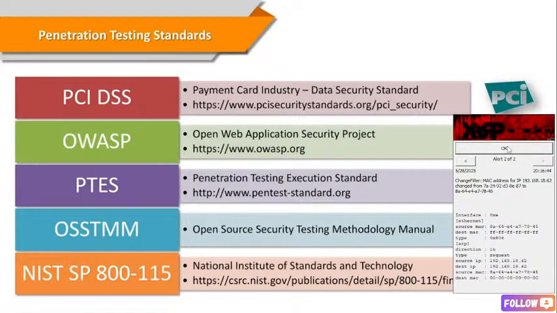OSSTMM, the Open Source Security Testing Methodology Manual, is a methodology to test the operational security of physical locations, workflow, human security testing, physical security testing, wireless security testing, telecommunications security testing, data network security testing, and compliance.